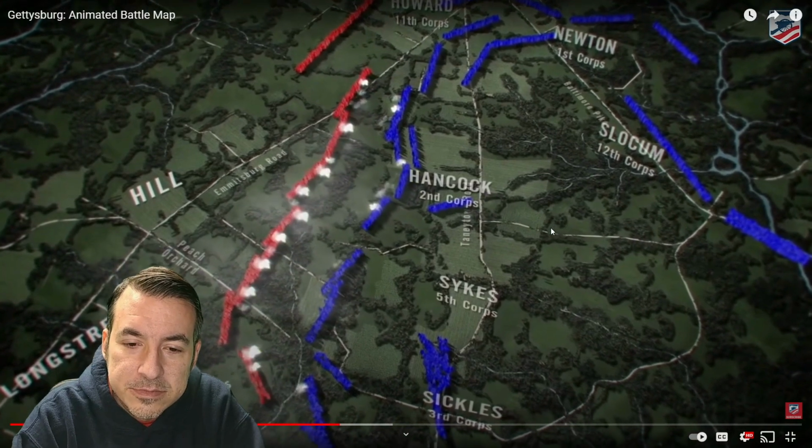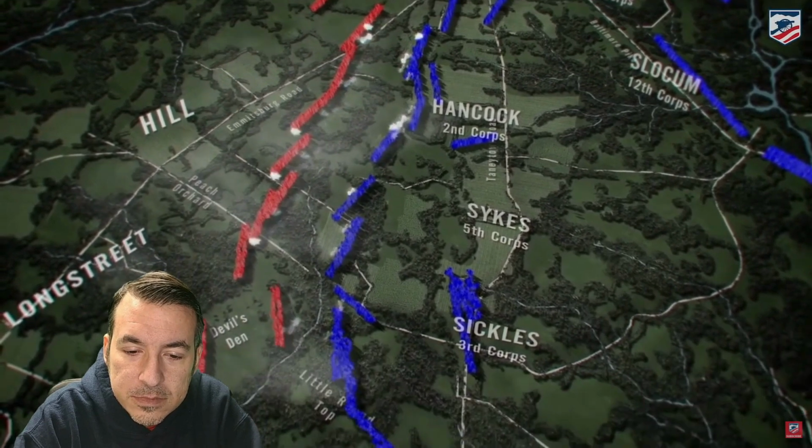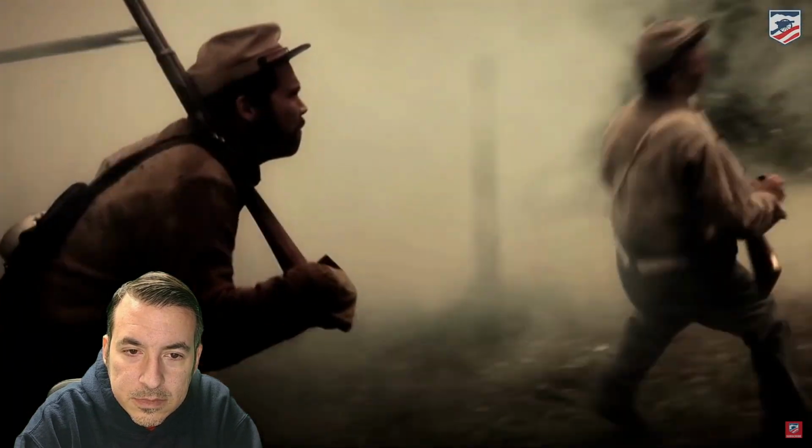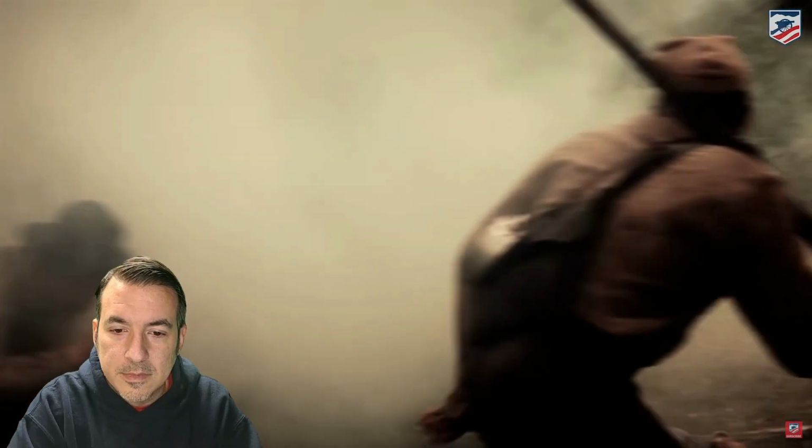The exhausted rebels are pushed back. Other Confederates renew efforts to capture Little Round Top, entering what comes to be called the Valley of Death.